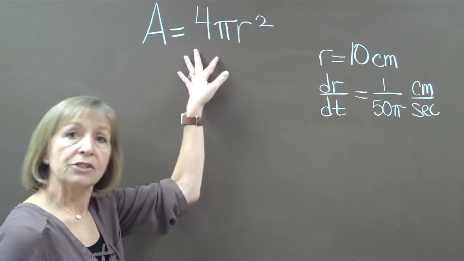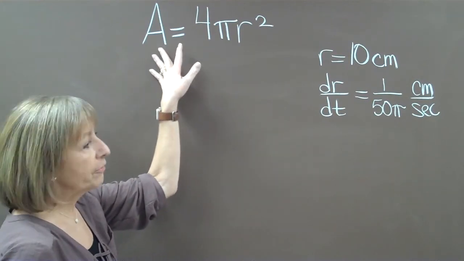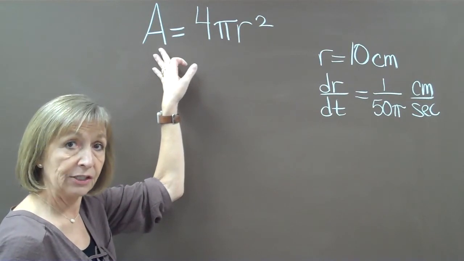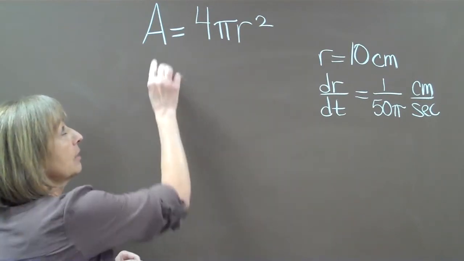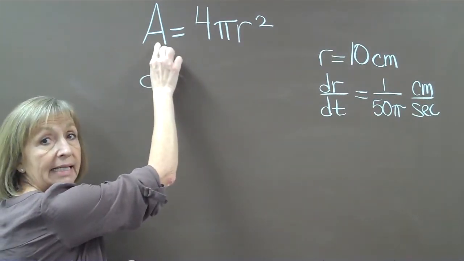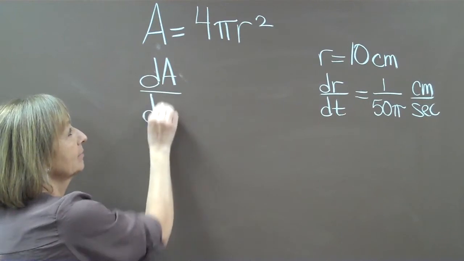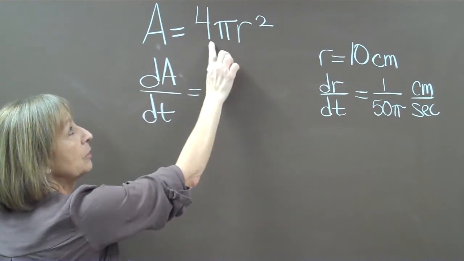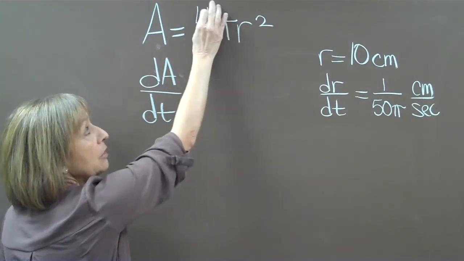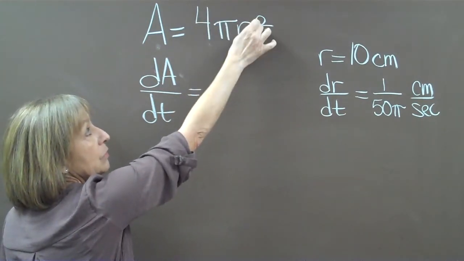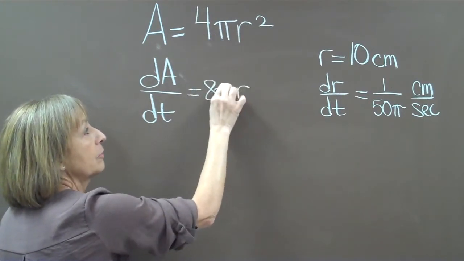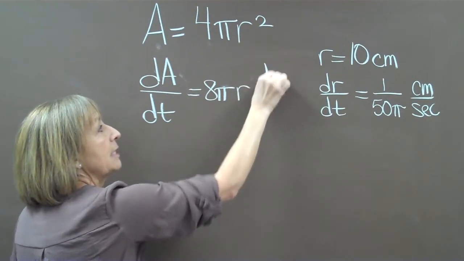That allows us then to go to this equation, and we want to find out how fast the surface area of the sphere is changing at that moment. Taking the derivative of both sides, the derivative of A with respect to t is dA/dt, which is equal to, well, the derivative of 4 pi times r squared. 4 is a number times pi is a number, so that's a number times r squared. So we'll bring the exponent down to differentiate it. That's 8 pi r to the first power times dr/dt.